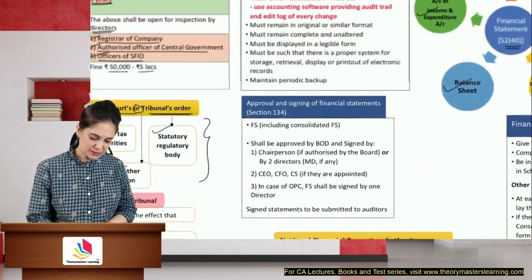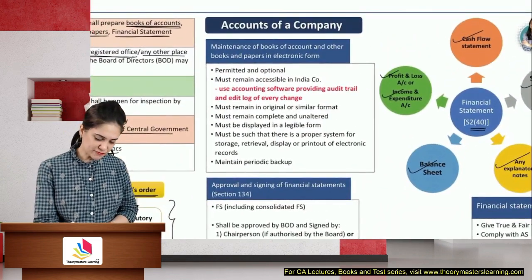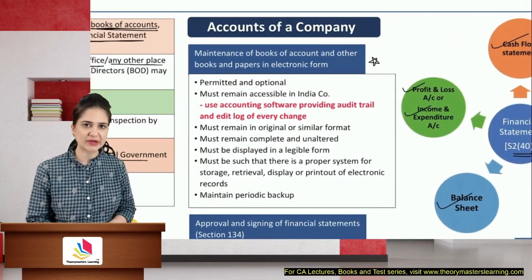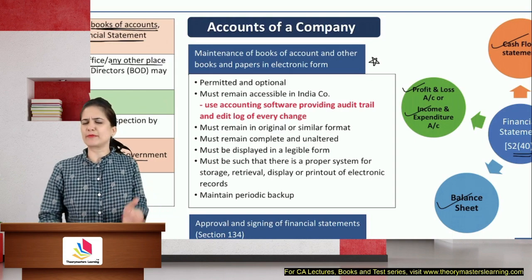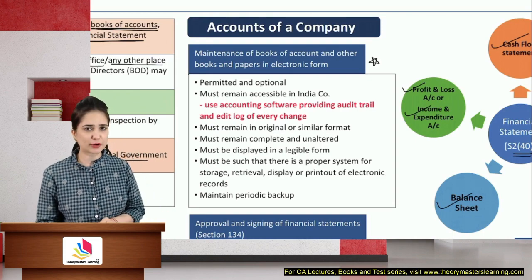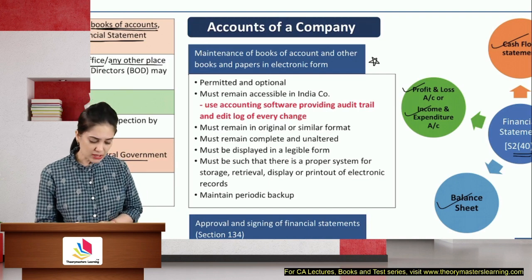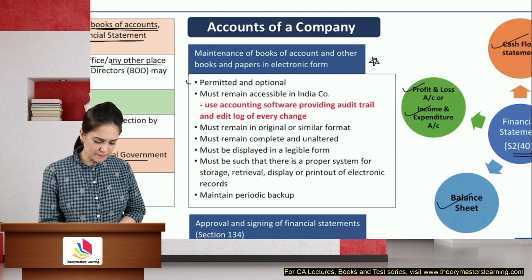All right, let us proceed. Maintenance of books, accounts, and other documents in electronic form. This is important because of the amendment. Now we can maintain books and records in either physical form or electronic form. And in case you're maintaining the records in electronic form, then you need to consider the following. It is optional and permitted.